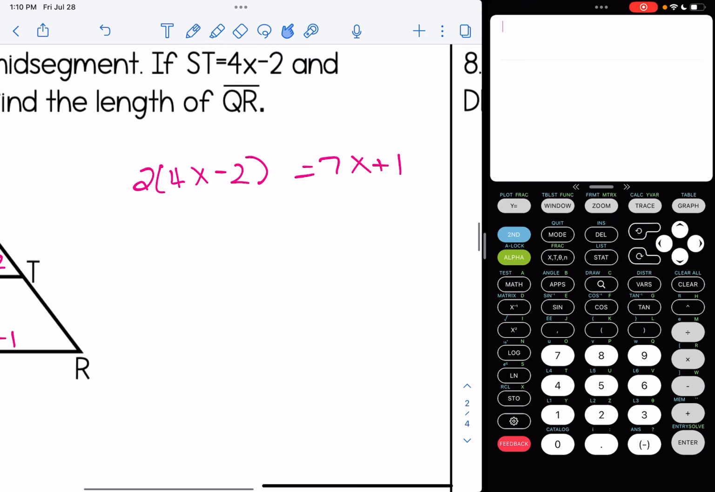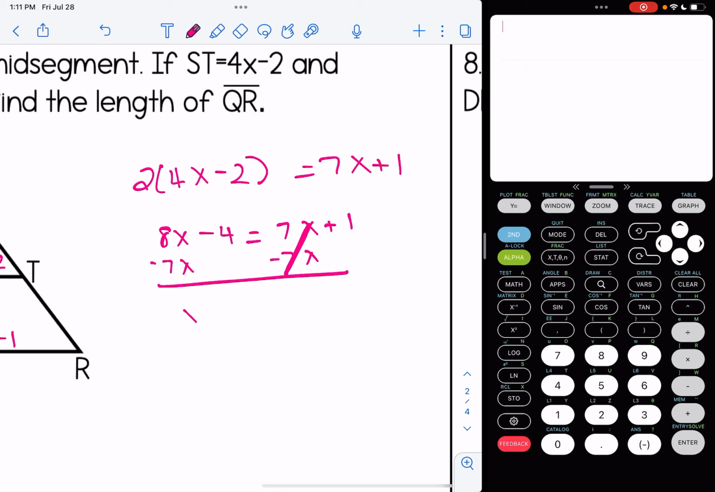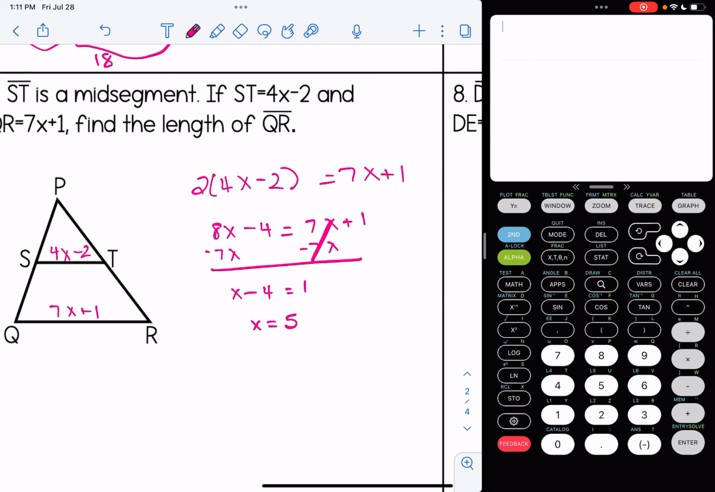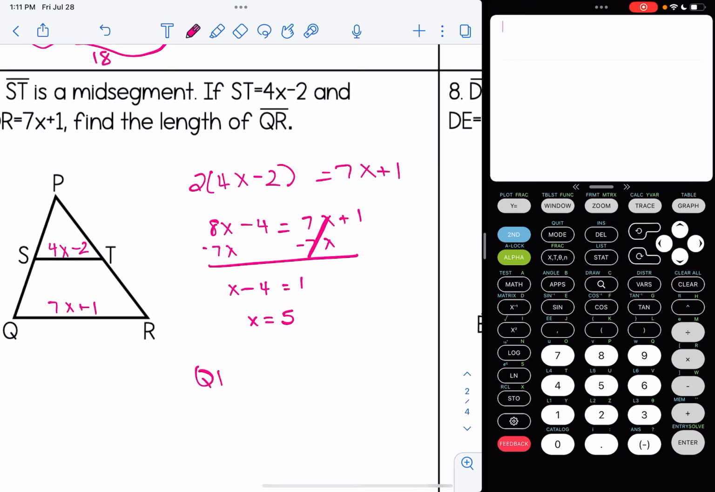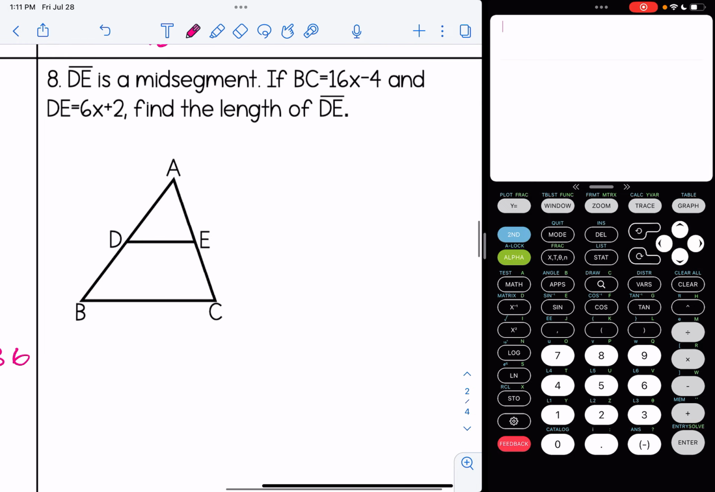All right, now let's solve this proportion or this equation. So I have 8x minus 4 equals 7x plus 1. I'm going to get my variables together, and I'm going to get my numbers together, and I got x is 5. We have to find the length of QR, though, so 7 times 5 plus 1 will give us 36. If you chose to have 7x plus 1 and set it equal to 4x minus 2, you'll, of course, get the same answer.